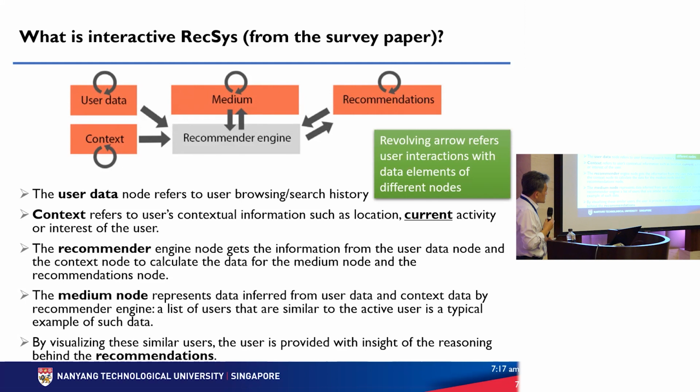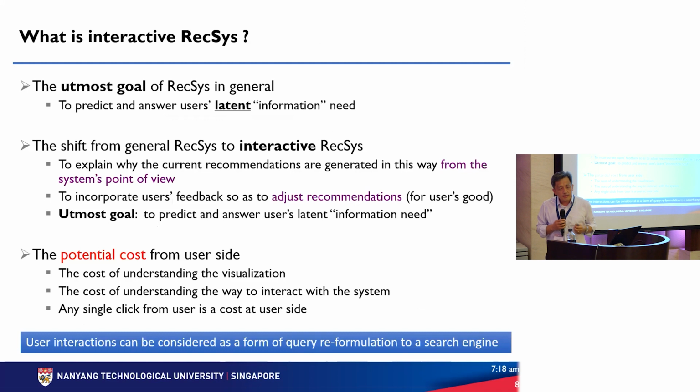Then after reading this, I tried to think, what does it really mean by interactive RecSys? Is it just a typical recommender system plus a kind of realization, right? So let's look at what's the utmost goal of RecSys in general before we look at interactive, right? In general, we try to predict and answer users' latent information need. Of course, this information need can be generalized as what kind of a need, all right? It's latent because it's hidden to us.